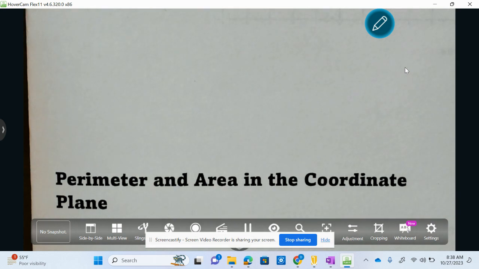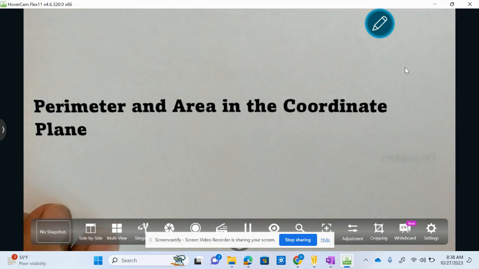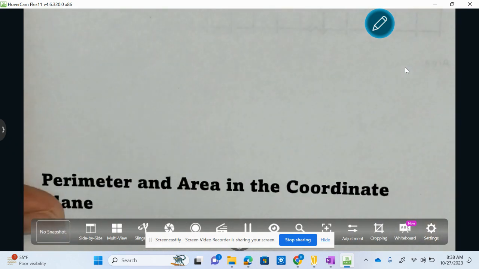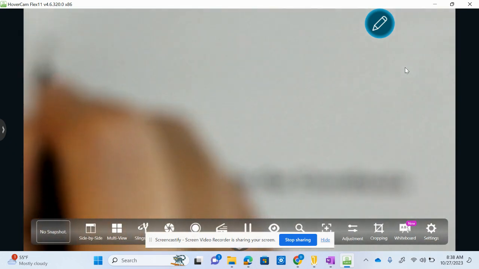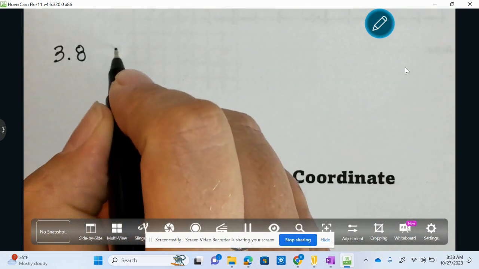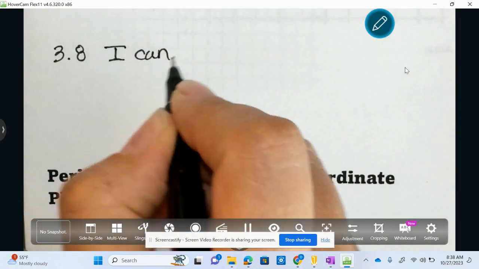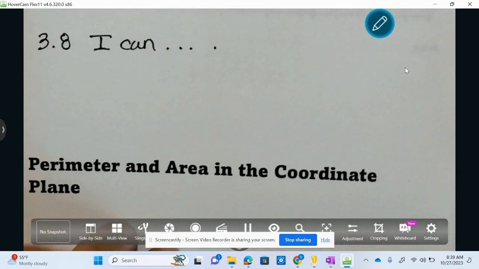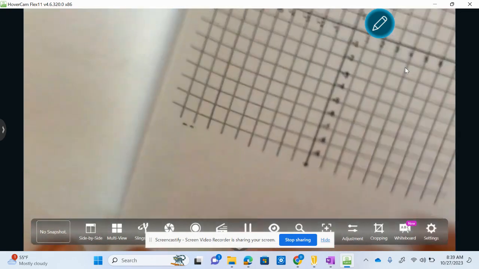Perimeter and area in the coordinate plane. So we're not writing anything on the outside except that this is lesson 3.8. So you can probably fit your I can statement on here and have plenty of room. All right, so this is lesson 3.8. So flip flop, dilly up.